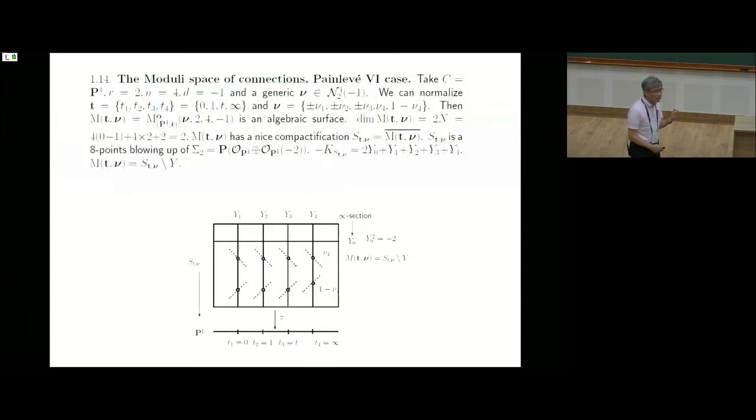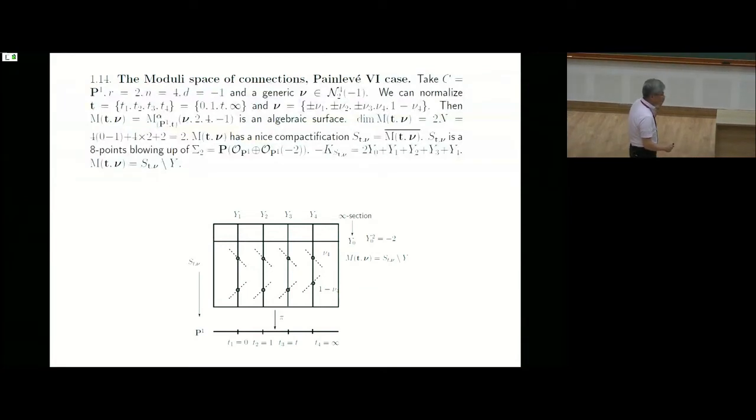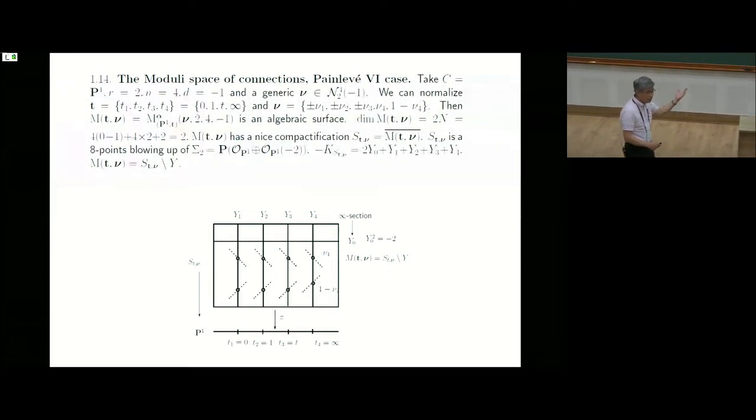And I will give you the most simple non-trivial example. Our example is dimension 2, so not 0, dimension 2 case. This is the most simple non-trivial case. The case is related to the Painlevé VI equation. Take C equal P^1, and rank equal 2. The number of singular points is 4. Degree is minus 1. For some reason, degree can be easily changed by the so-called elementary transformation. But for simplicity, D equal 1 is mostly easy to construct.